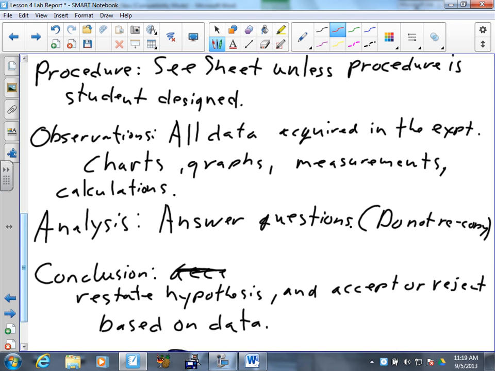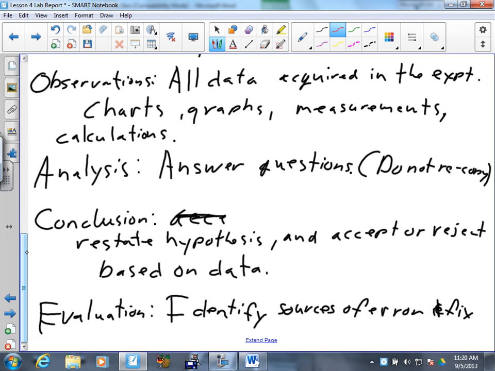So a hypothesis is going to be 2-3 lines. Conclusion, it's going to be 5 or 6 lines, because you've got your hypothesis, and then you've got your explanation for why you accept or reject it. And then after that, at the very end, is what we call the evaluation. That is where you look at the experiment and tell me if there were sources of error that were not accounted for in the lab, that were beyond your control. They were, let's say, inherent to the experiment's design.